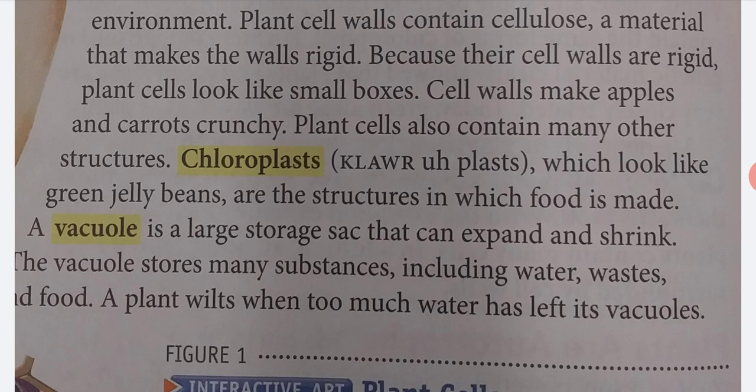Plant cells also contain many other structures. Chloroplasts, which look like green jelly beans, are the structures in which food is made. A vacuole is a large storage sac that can expand and shrink. The vacuole stores many substances, including water, waste, and food. A plant wilts when too much water has left its vacuoles.